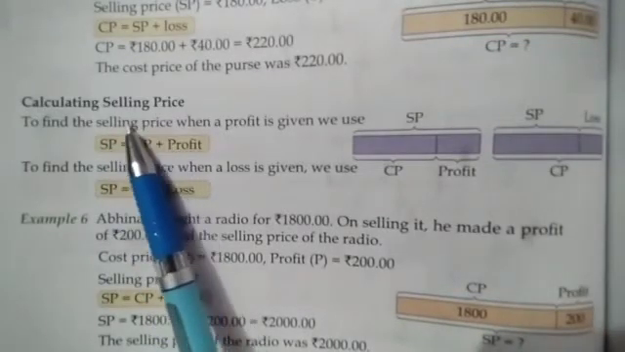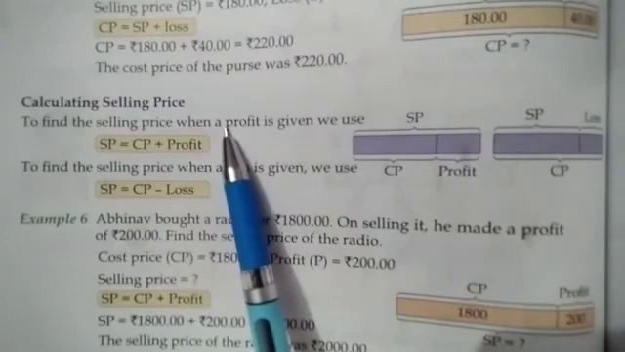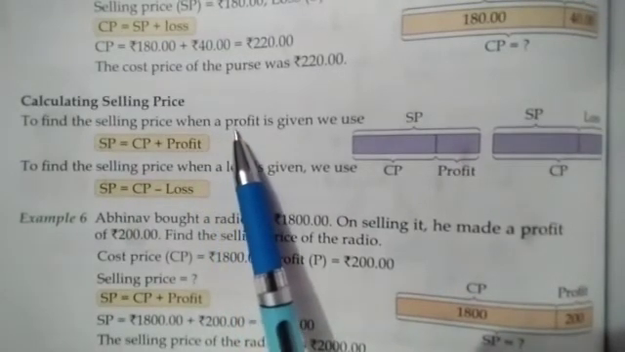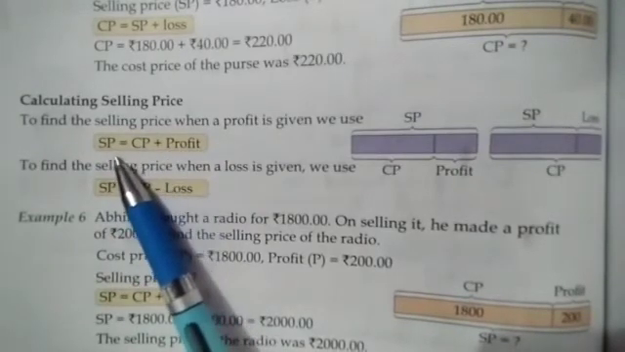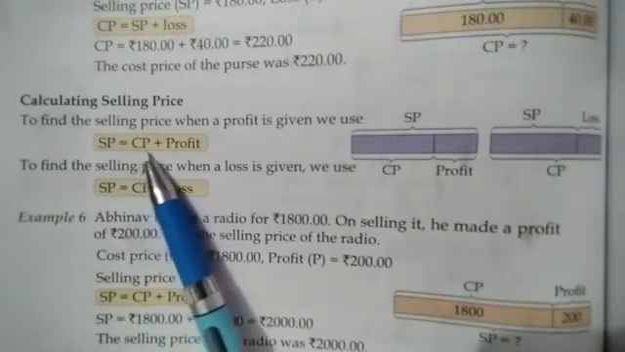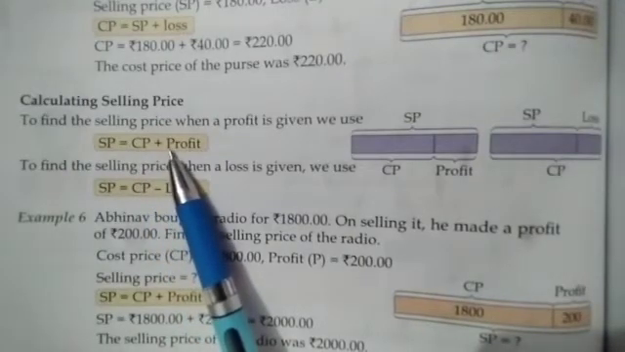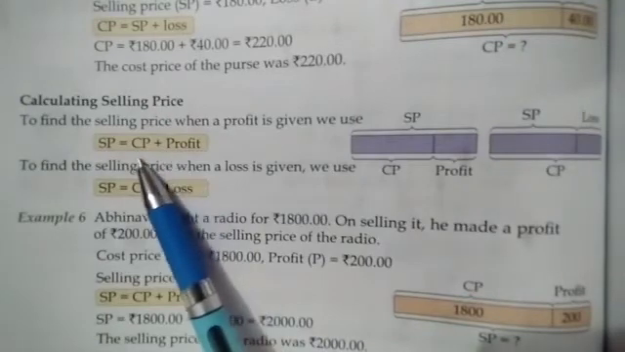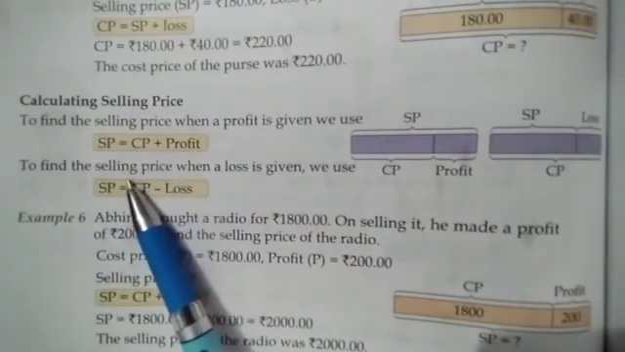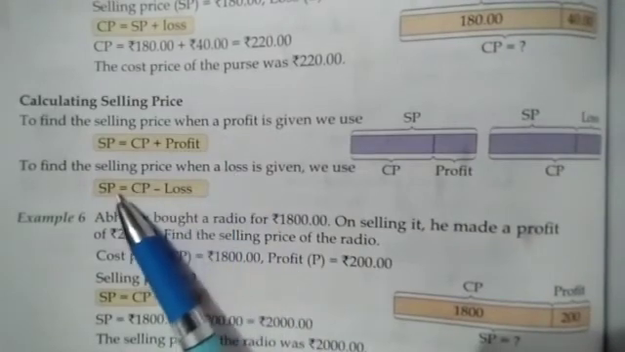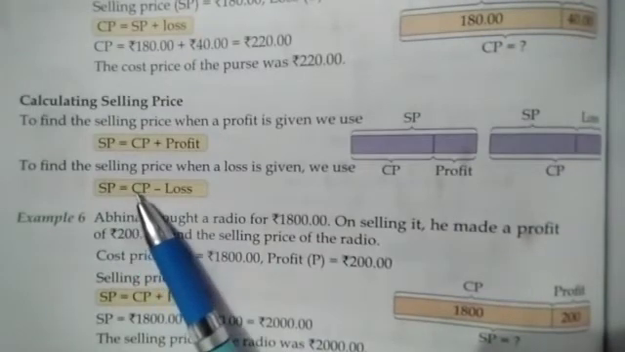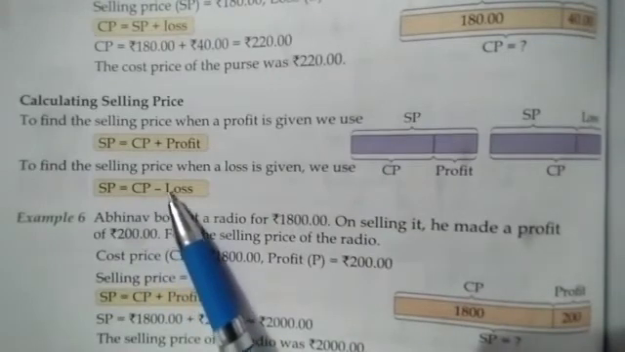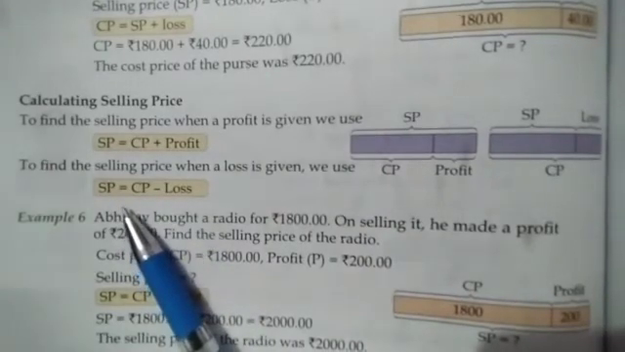Then calculating the selling price, when CP and profit are given, SP equals CP plus profit. That is, SP is more than CP when we get profit, so CP plus profit. Then, when loss is given, SP equals CP minus loss. That is, SP is less than CP, so CP minus loss equals SP.